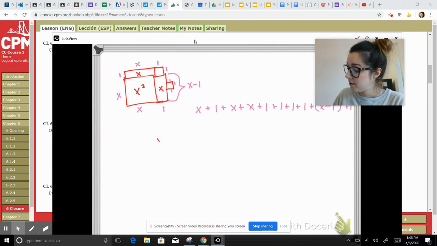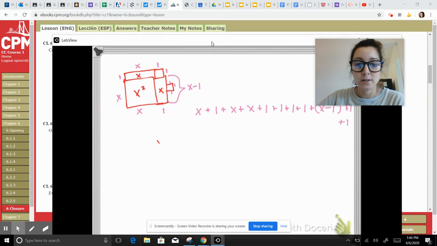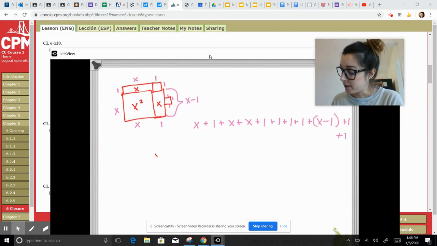Plus 1 plus 1. Oops, I ran out of space. Hold on. And I'm going to double check that I got all these. So we got x plus 1 plus x plus x plus 1 plus 1 plus 1 plus 1 plus x minus 1 plus 1 plus 1. Looks like we got them all.